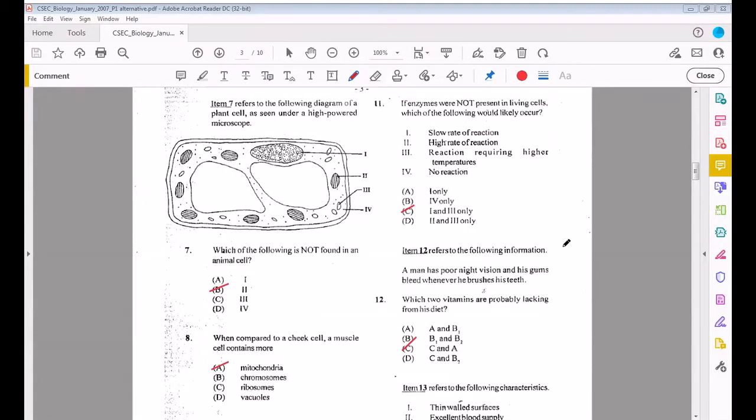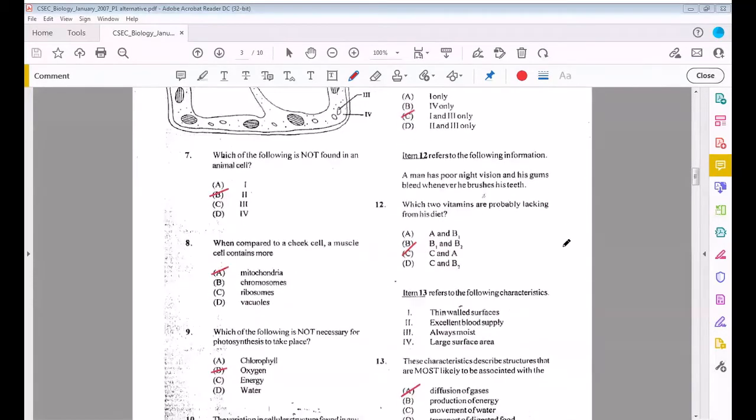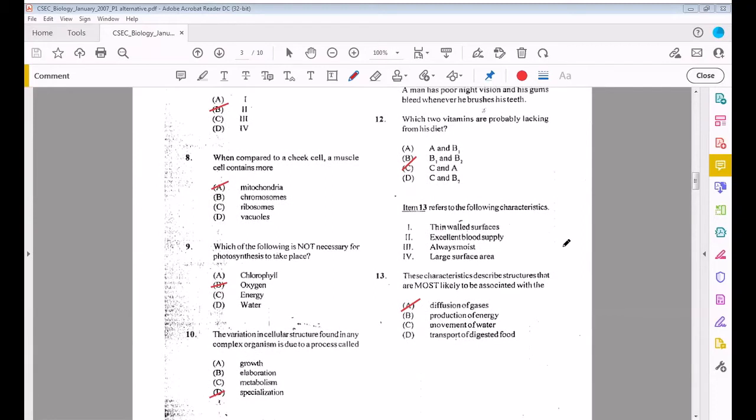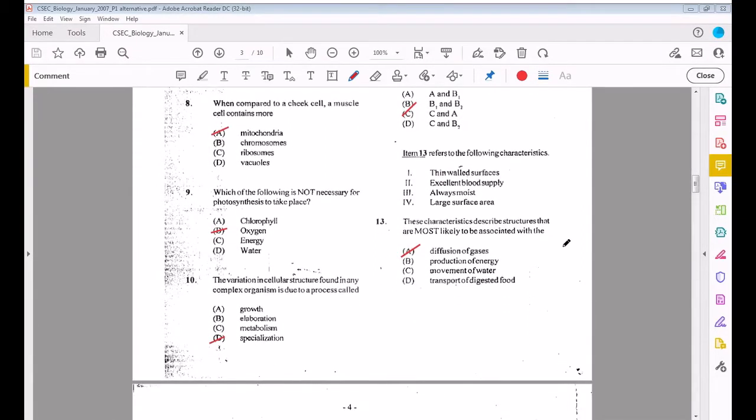Item 7 refers to the following diagram of a plant cell as seen under a high powered microscope. So, which of the following is not found in animal cells? The answer would be 2, which represents the chloroplasts. Eight. When compared to a cheek cell, a muscle cell contains more A, mitochondria. Nine. Which of the following is not necessary for photosynthesis to take place? The answer is B, oxygen. Oxygen is a waste product of photosynthesis.